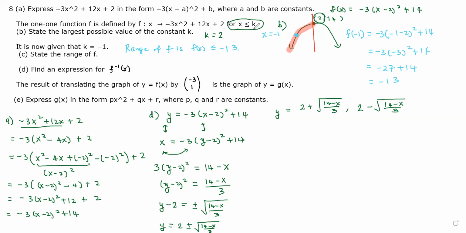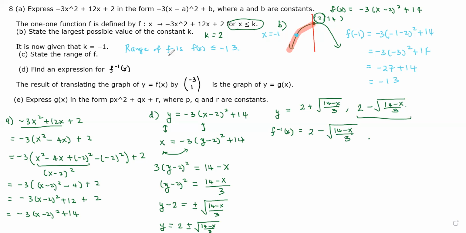Now we are given that x is less than or equal to k, meaning that for the inverse function, y must be less than or equal to k. That is the only thing that satisfies that condition. If x is less than or equal to 2, then y must be less than or equal to 2 for the inverse function. We say that the inverse function f inverse of x is 2 minus the square root of 14 minus x over 3.